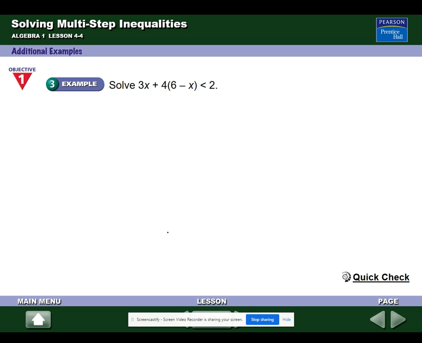Okay, kind of stepping it up here in difficulty. Now you've got parentheses. We need to distribute this 4 to both terms in the parentheses. 3x plus 24 minus 4x is less than 2. Now combine like terms. You've got 3x and negative 4x. That would be negative x plus 24 is less than 2. Subtract 24 from both sides. You'll have negative x on the left, and this would be negative 22.